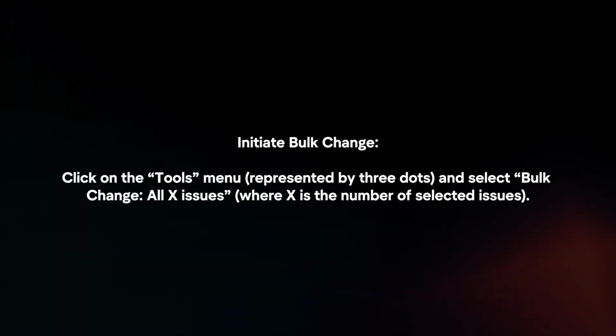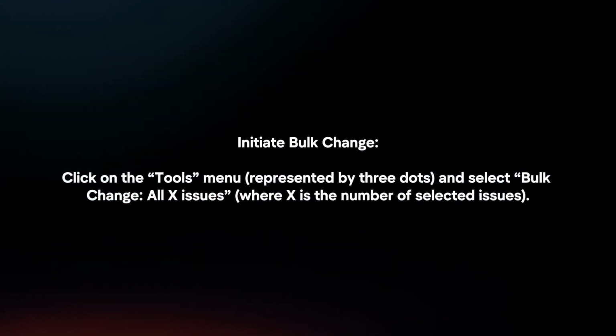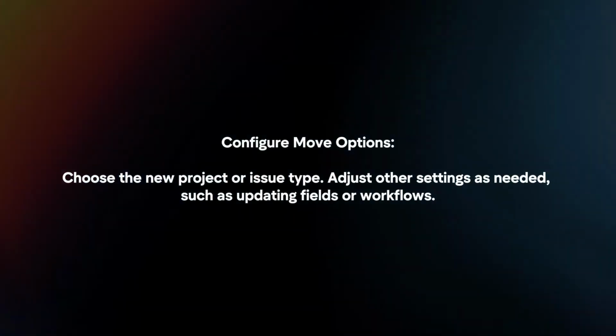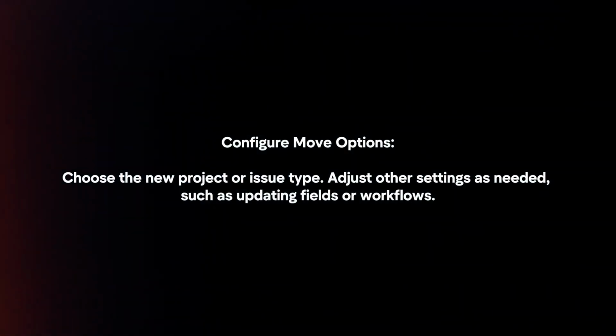Choose Bulk Move Operation. Select Move Issues from the list of bulk operations and click Next. Configure Move Options. Choose the new project or issue type. Adjust other settings as needed, such as updating fields or workflows.